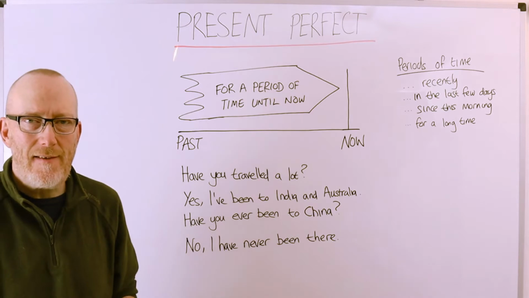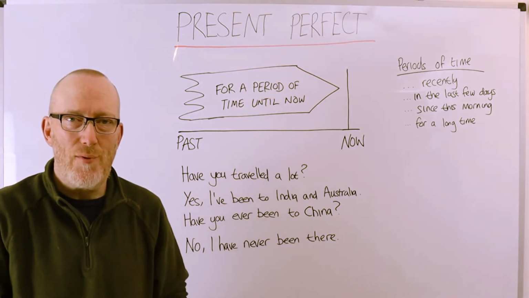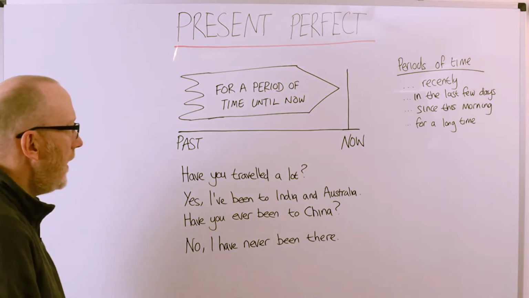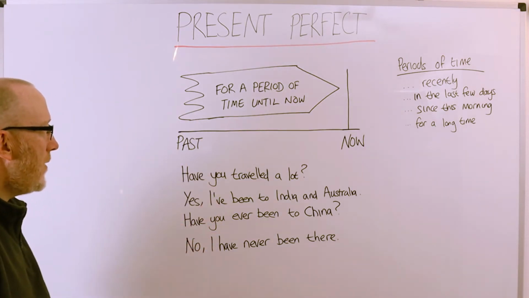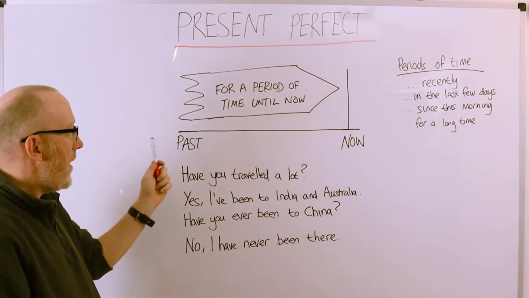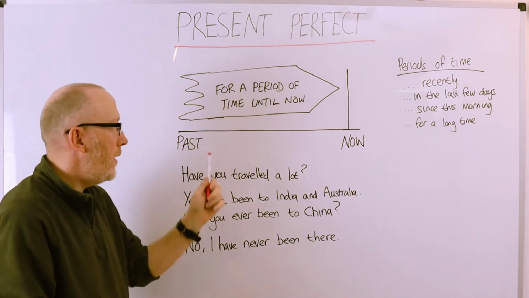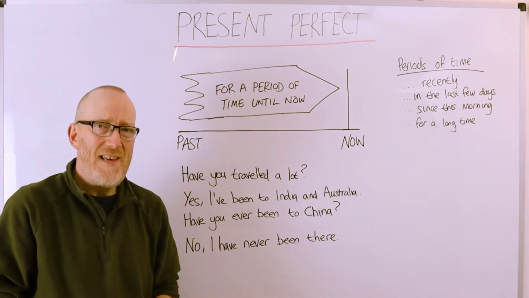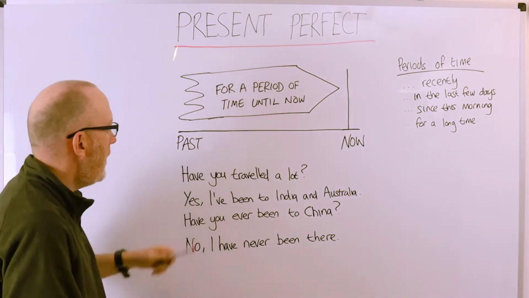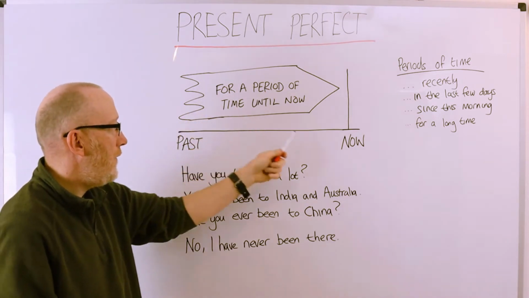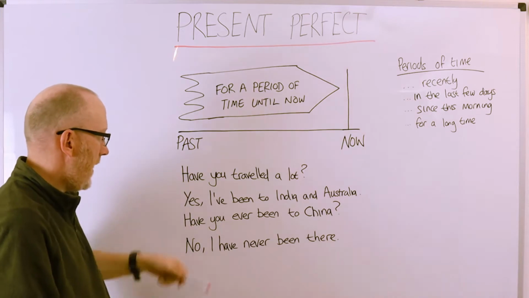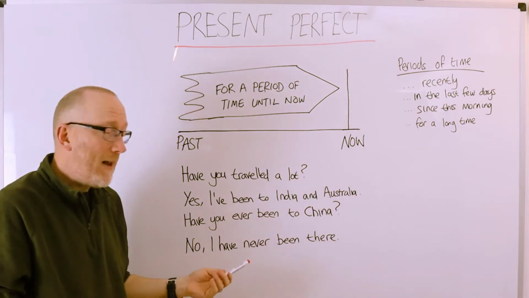Okay guys, let's start to explore the present perfect in a bit more detail. So let's start exploring how we can use the present perfect to describe a period of time until now. So this is an unspecified period of time. So a period of time until now. So here's an example.